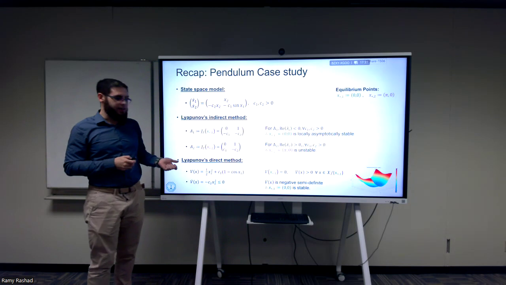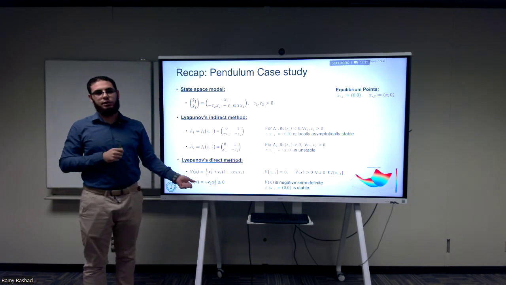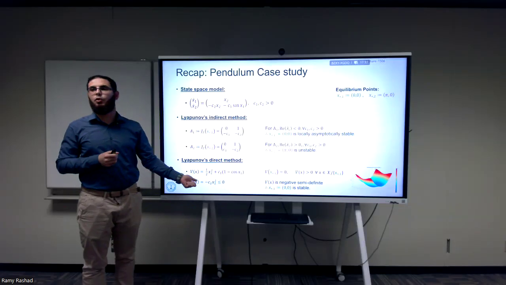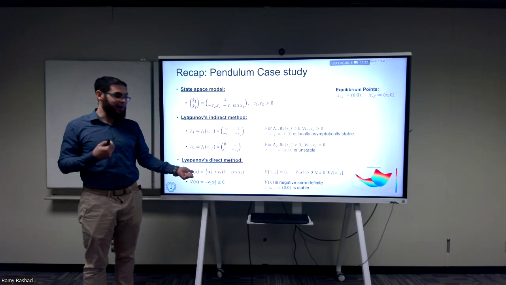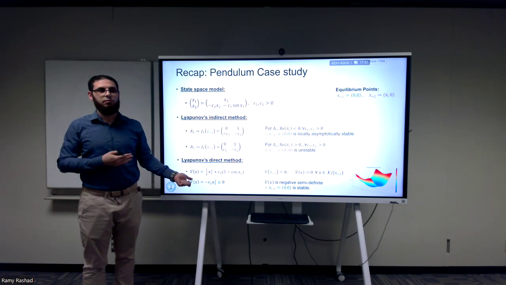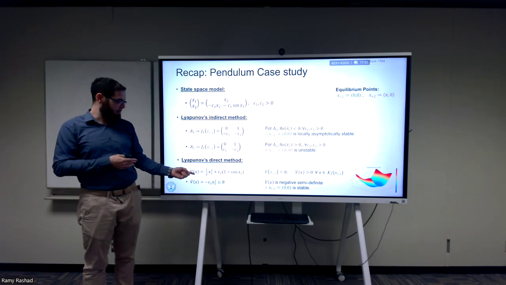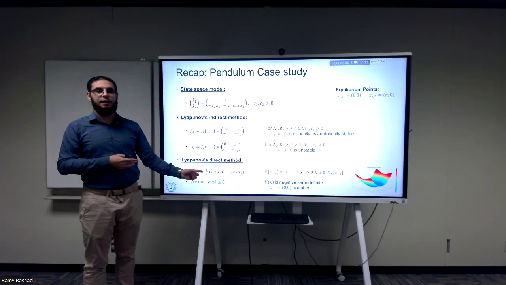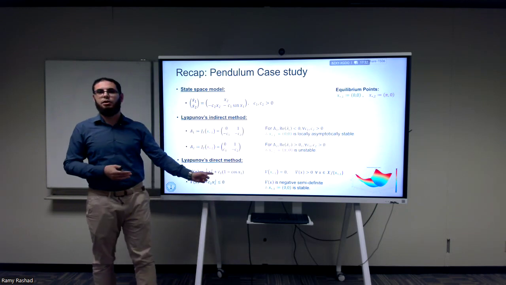Then we looked at Lyapunov's direct method. We guessed this Lyapunov function, and we said that this is a very natural Lyapunov function. Why is that? It is an energy. It's not just an energy, it is the actual energy of the system. So this is the kinetic energy of the system, and this is the potential energy of the pendulum.